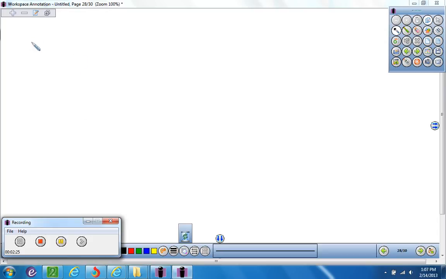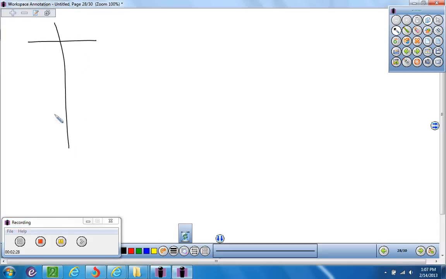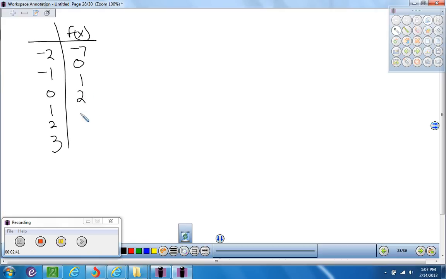Alright, now for 33, we're given a table of values: -2, -1, 0, 1, 2, 3, and we have f of x. Hang on, I'm off a little bit here, let me make sure my numbers match up. Alright, -2 goes with -7, -1 goes with 0, 0 goes with 1, okay. 1 goes with 2, 2 goes with 9, and 3 goes with 28.